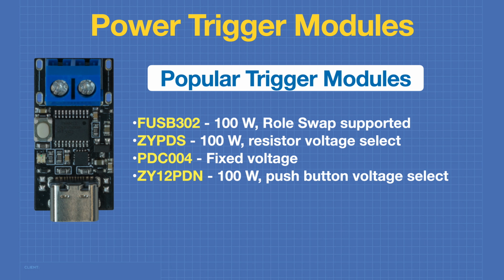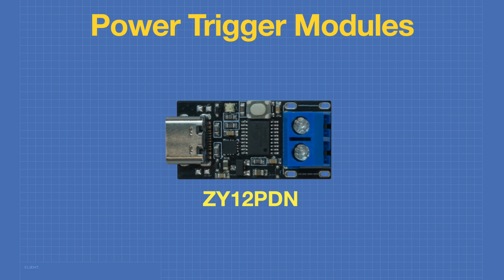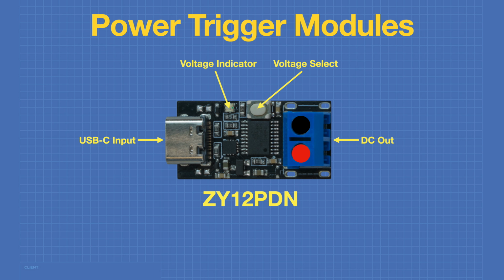And a very popular module is the ZY12PDN. This is a 100-watt module that uses a push button to select the voltage. The ZY12PDN is very easy to use. It's got a USB-C input for the voltage and a terminal for the DC out. There's also a push button to select voltage and an indicator to show you what the voltage actually is.